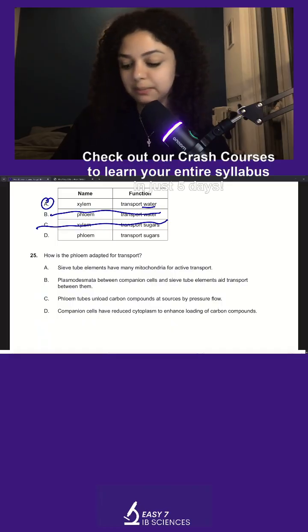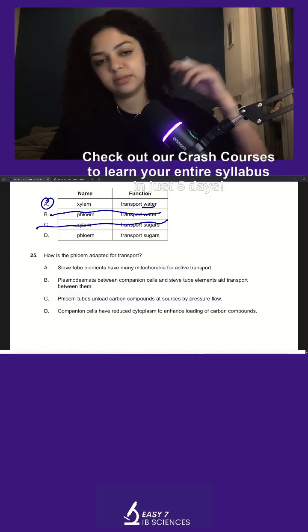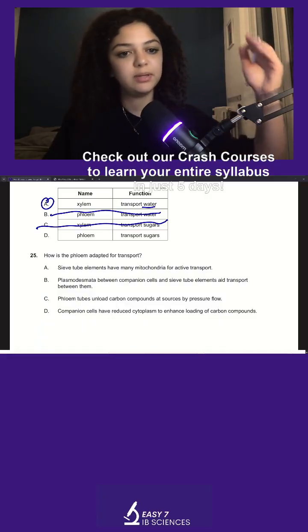Nice. Most of you guys are saying B. B is the correct answer. We know the phloem has essentially a relationship between companion cells and sieve tube elements, and that's how we aid transport in the phloem, and we have that movement of that cycle of moving up and down.